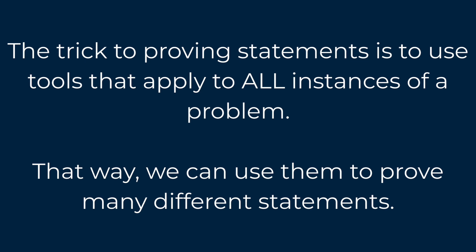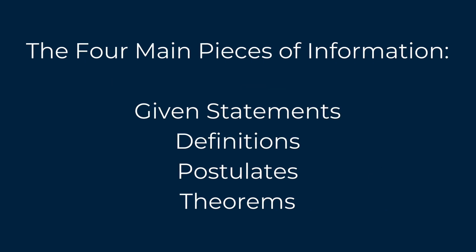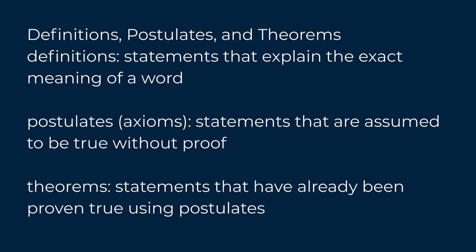Now, there are 4 main pieces of information that you need to know to solve proofs. You have the given statements, the definitions, the postulates, and the theorems. Now, the last 3, the definitions, the postulates, and the theorems, we already talked about in 1.2.